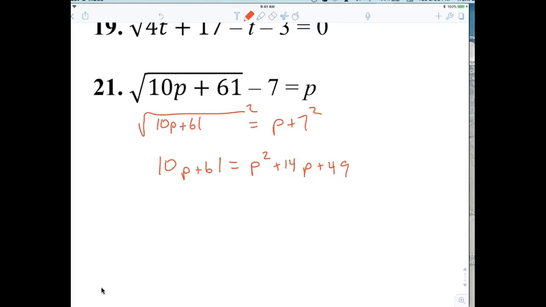Again, you have a quadratic, so you got to set it equal to 0. So what would I have? P squared minus 14 plus 12. Is that what we said? Minus 12 equals 0. Now what can I do to that?